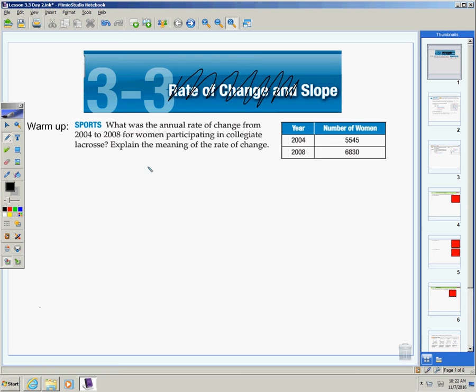Okay, so now that you're done, remember, rate of change is always change in y over change in x. So I just take the change in the women, which is 1,285, over the change in x, which is 4, and this is the number of women per year. Remember, don't write this as a decimal. We want to leave it as a fraction.